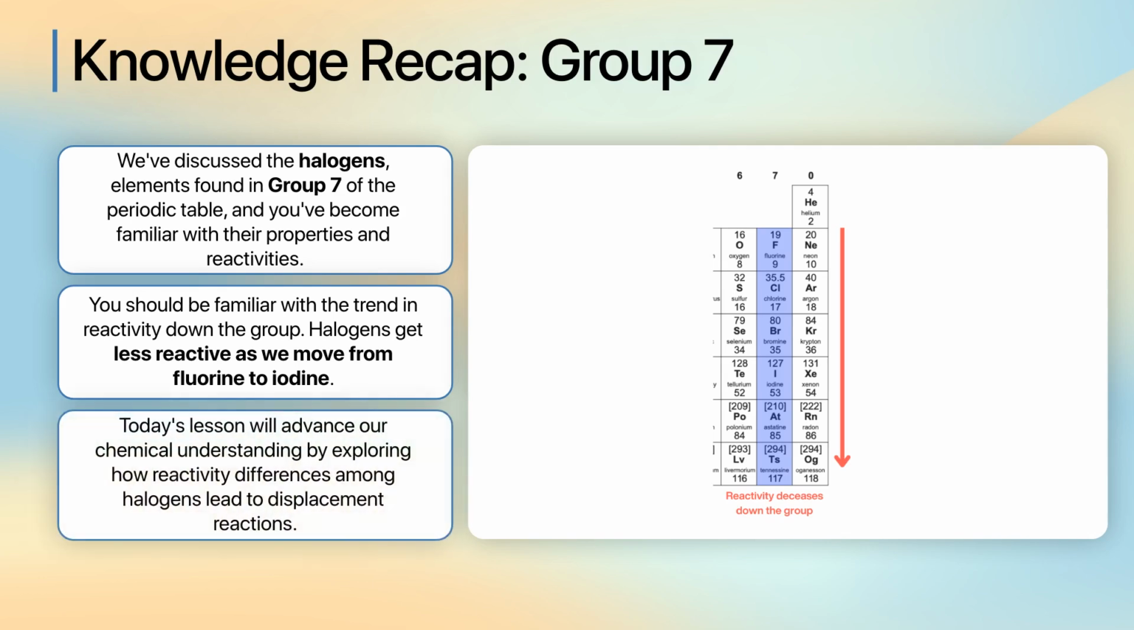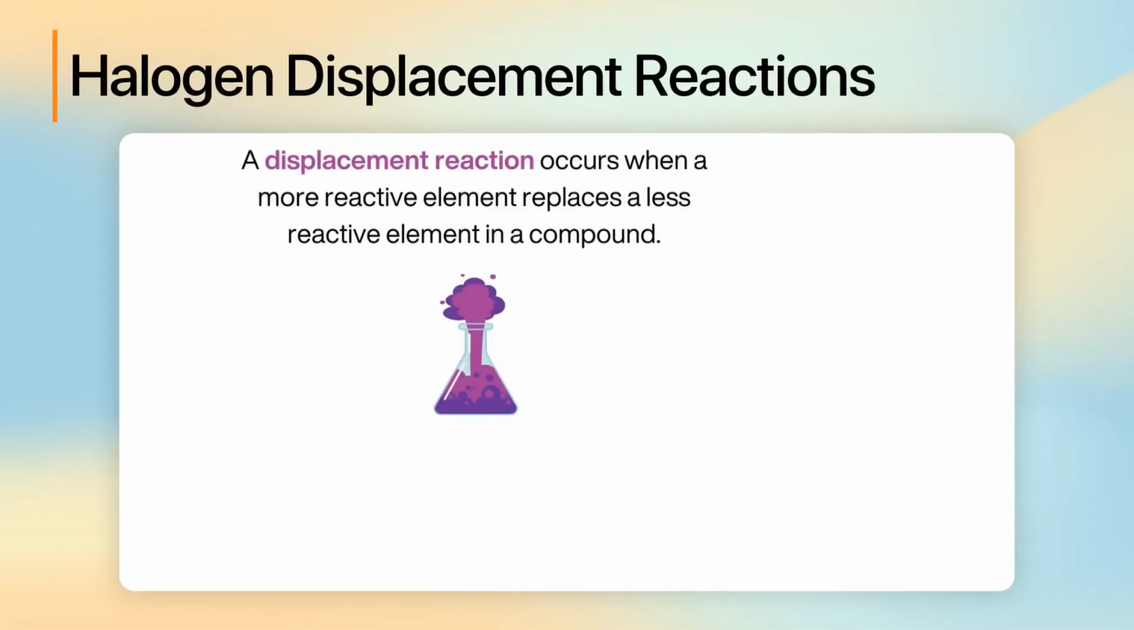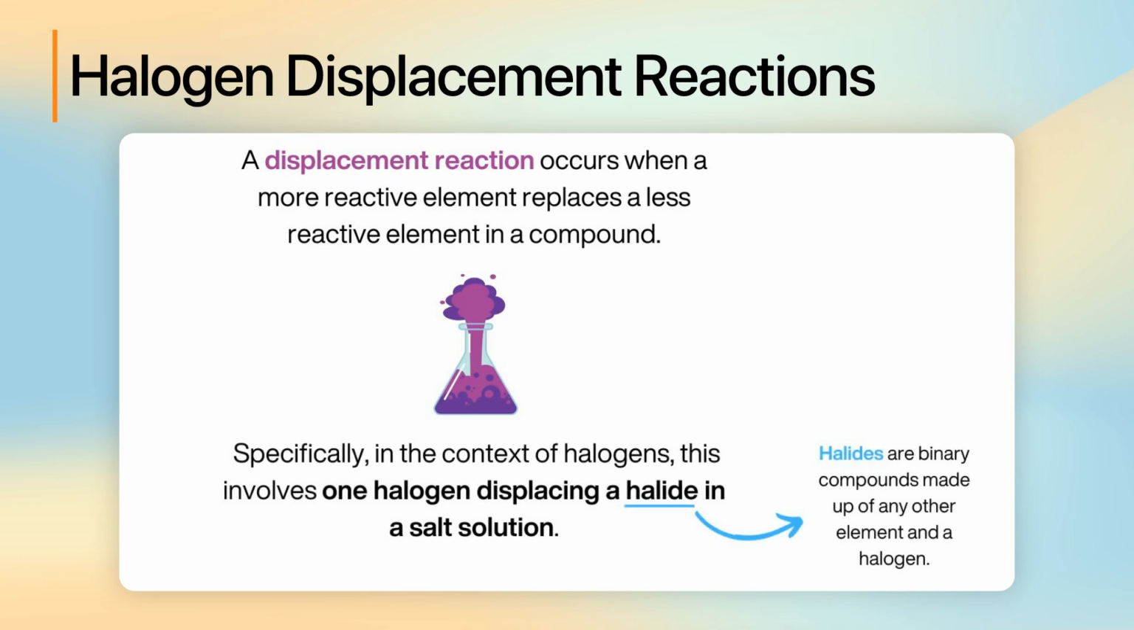Building on this foundation, today's lesson will advance our chemical understanding by exploring how reactivity differences among halogens lead to displacement reactions. A displacement reaction occurs when a more reactive element replaces a less reactive element in a compound. Specifically, in the context of halogens, this involves one halogen displacing a halide in a salt solution.